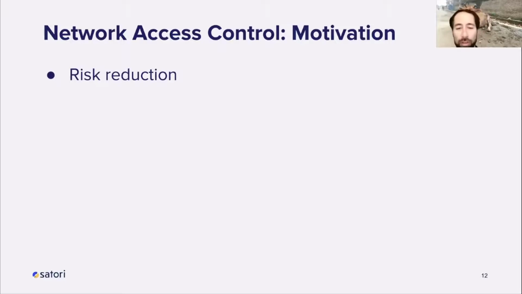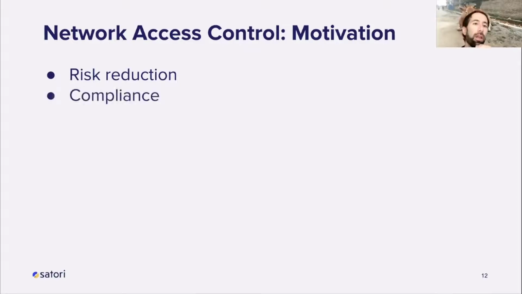So first of all, it's a risk reduction. If you don't allow people to access your data warehouse from whatever IP they are in, then you reduce the risk of them, for example, connecting from a computer that's not authorized and has malware in it. And so you can limit them by doing that.